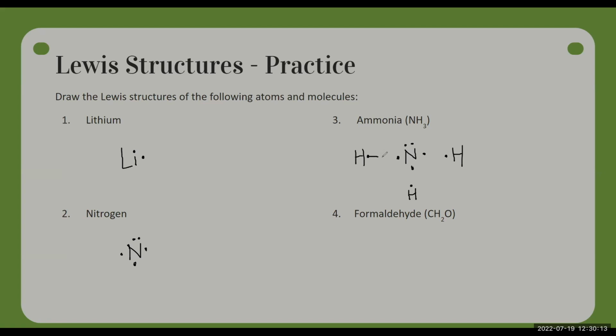So we can bond this electron. We can bond this electron. And then we can bond these unpaired electrons.